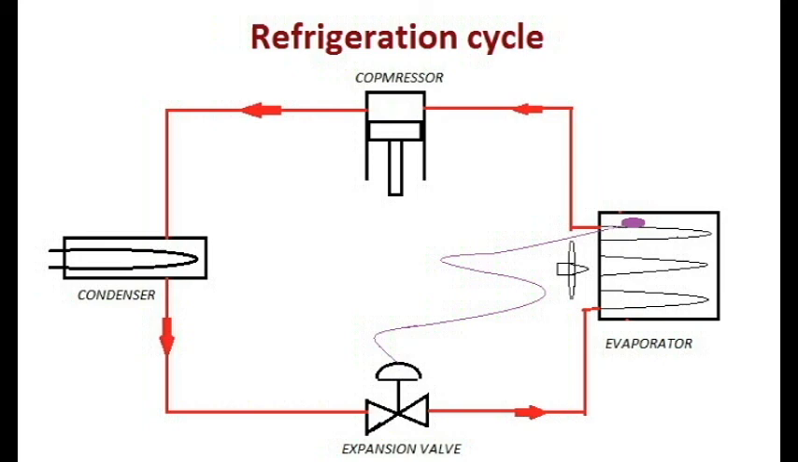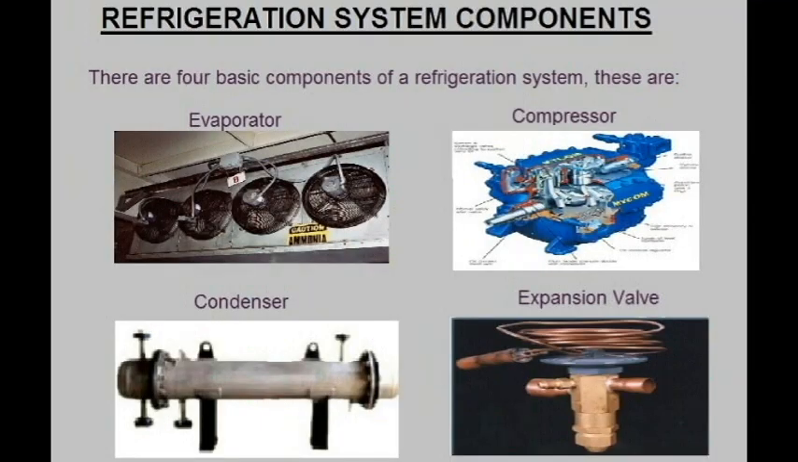At this stage the liquid refrigerant is passed through the expansion valve. The expansion valve reduces the pressure of the liquid refrigerant and therefore reduces the temperature. The cycle is completed when the refrigerant flows into the evaporator from the expansion valve, as a low pressure, low temperature liquid.